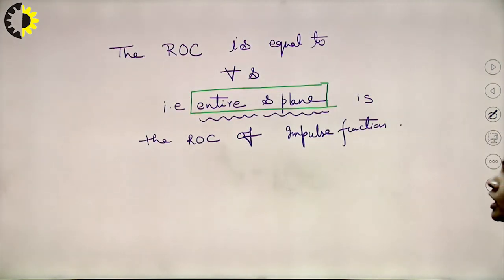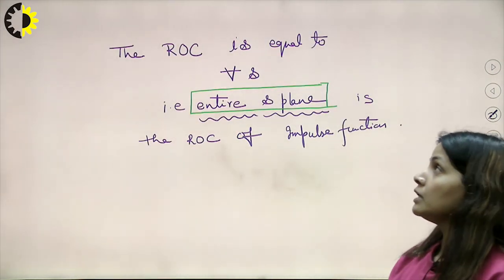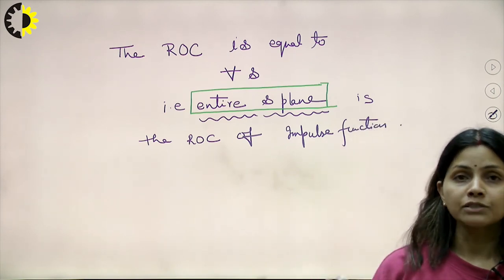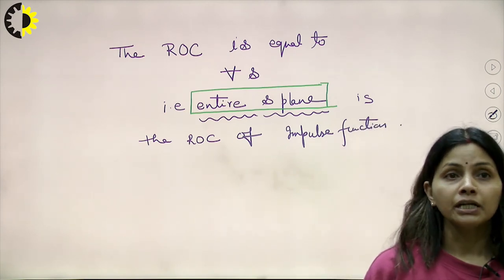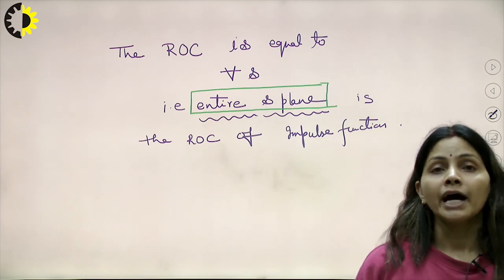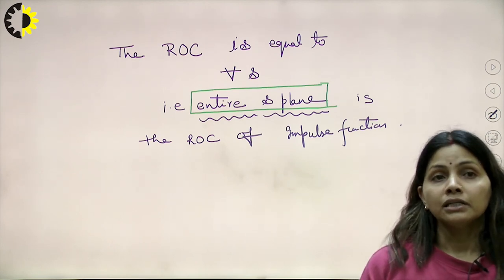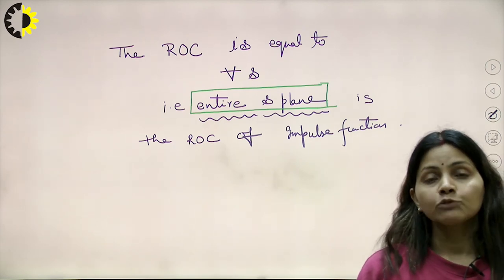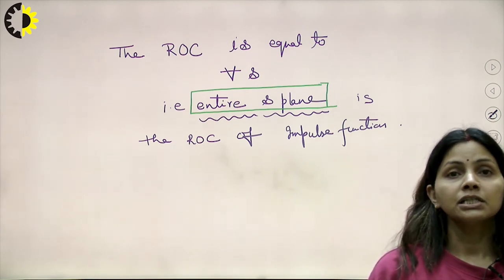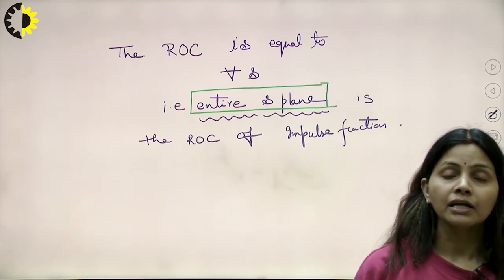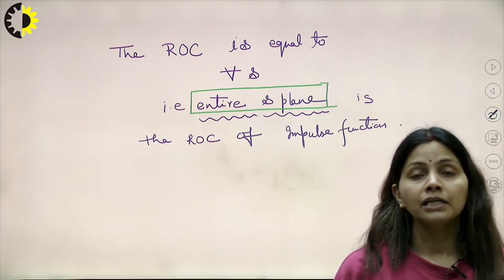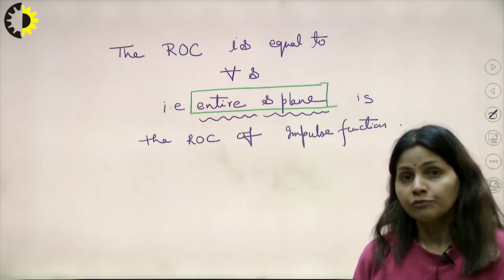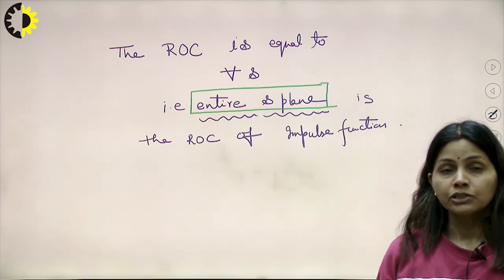So, now coming to the ROC of the unit impulse function. The ROC of the unit impulse function is nothing but the entire s plane, that means the ROC for the Laplace transform of impulse function is nothing but the entire s plane, and the Xs is equal to 1. So, that is all for this lecture. Thank you.